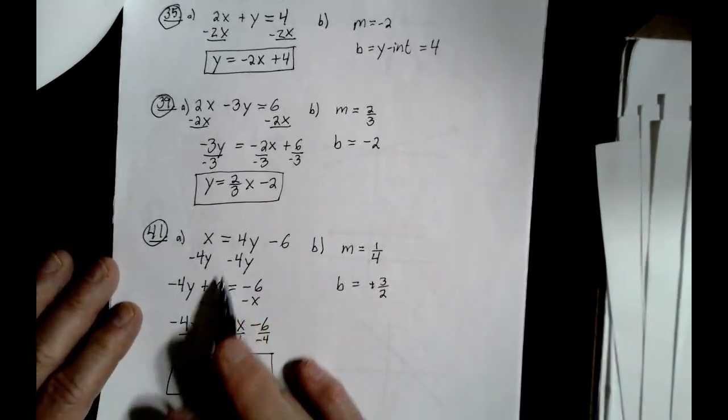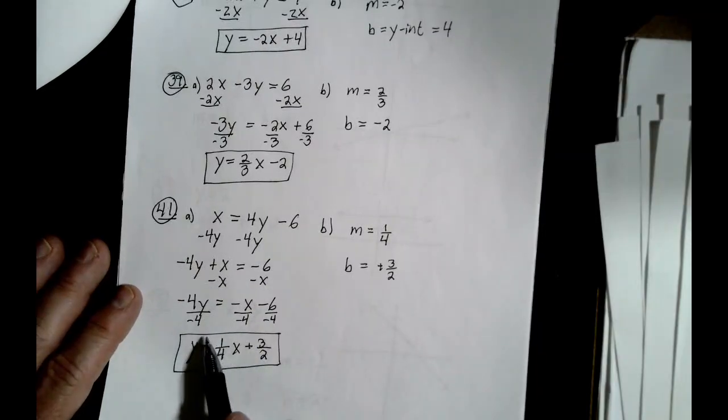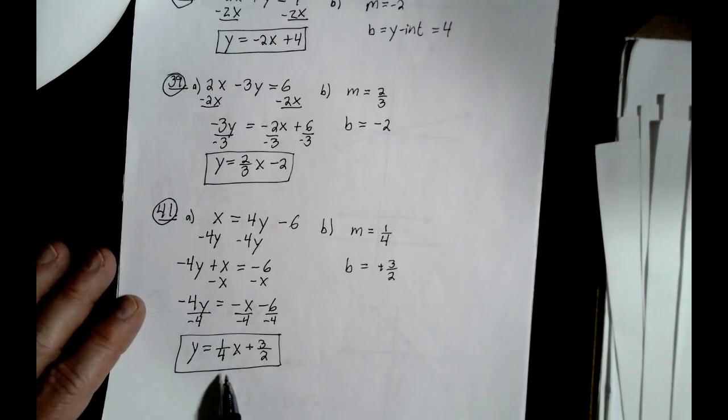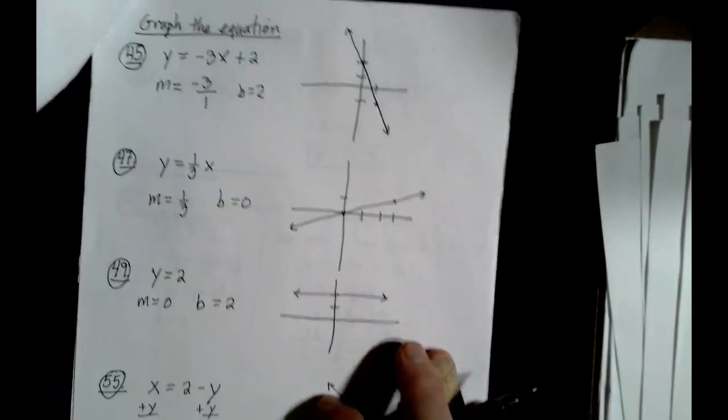Here you have to solve this one for y. You have to bring the 4y over here. You have to subtract the x over there, and you have to divide by -4. And you finally see your m is 1/4 and your b is 3/2.